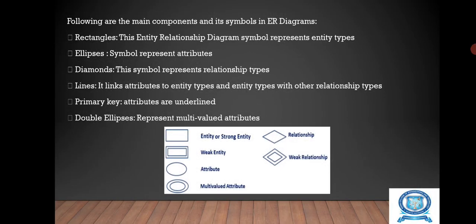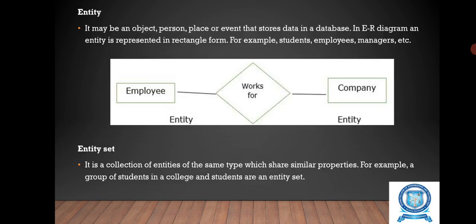The following are the main components and symbols in ER diagrams. First one is the rectangle. This rectangle symbol represents the entity types. The ellipse symbol represents the attributes. The diamond symbol represents the relationship types, and the lines act as the links of the attributes to the entity types and entity types with the other relationship types. The primary key attributes are underlined, and the double ellipse represents the multi-valued attributes.